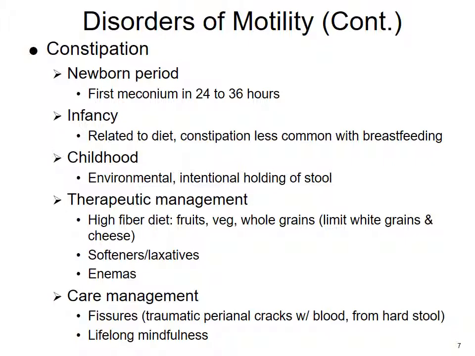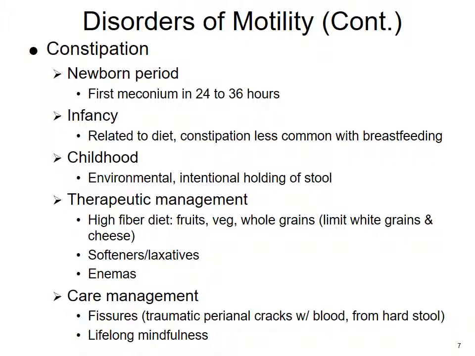Stool softeners or laxatives may be needed. All of the over-the-counter stool softeners and laxatives come in child versions that can be used. And in the most severe cases, if we're looking at some sort of an impaction or plug, we may need to give an enema, and we can give Fleet's enemas to children. They have a child-size one.